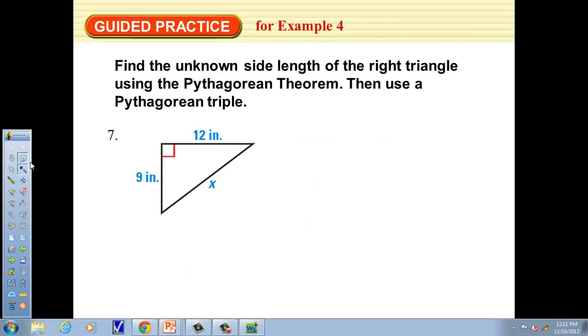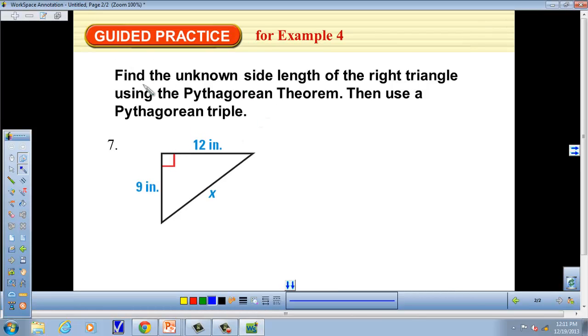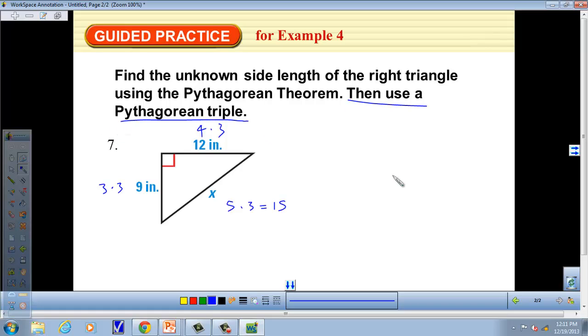For this second one, again, we want to do it using Pythagorean triples and the Pythagorean theorem. If you notice, this is 3 times 3, and this is 4 times 3, so x has to be 5 times 3, or 15. That's the short way using a Pythagorean triple.